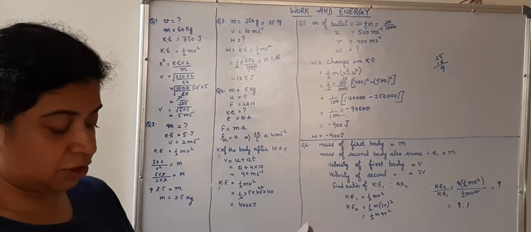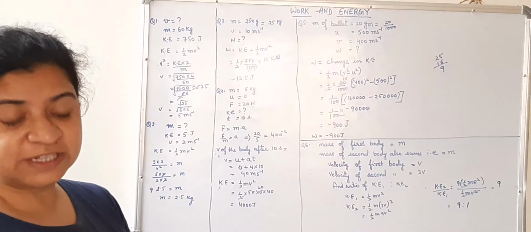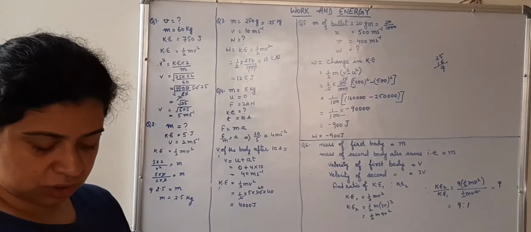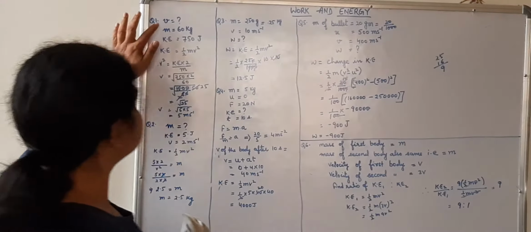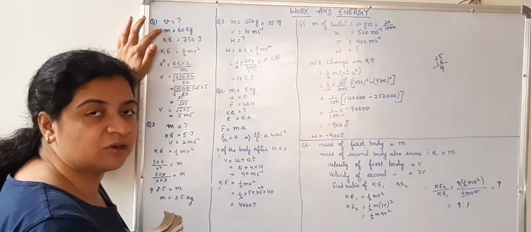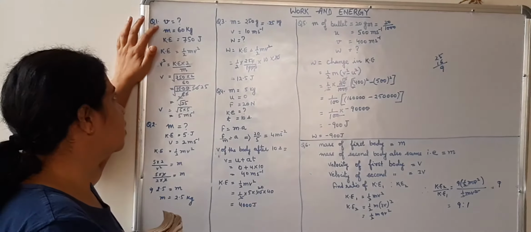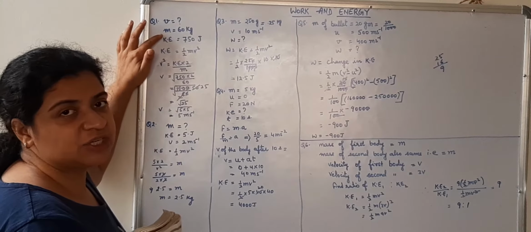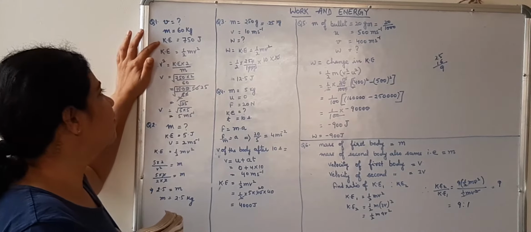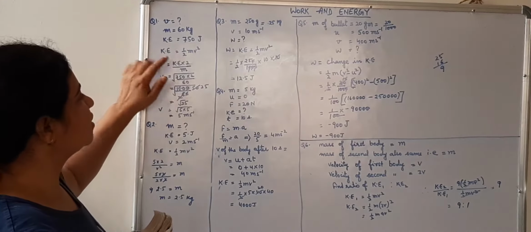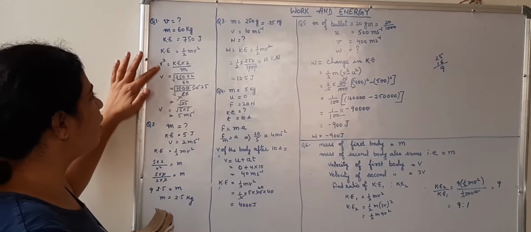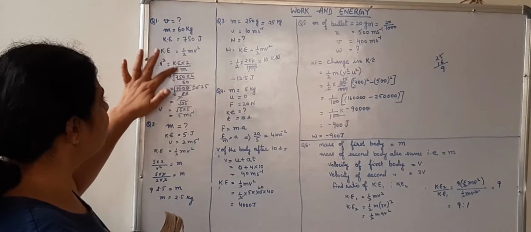How fast should a man of 60 kg run so that his kinetic energy is 750 joule? How fast means you need to find out the speed, or you can say velocity of the person. Mass of that person is 60 kg and his kinetic energy is 750 joule. So very simple question. You know kinetic energy KE is equal to half mv square. You know the formula. v square is equal to KE into 2 upon m.